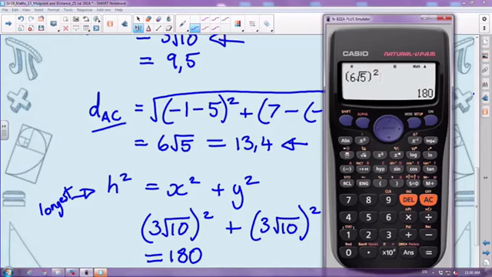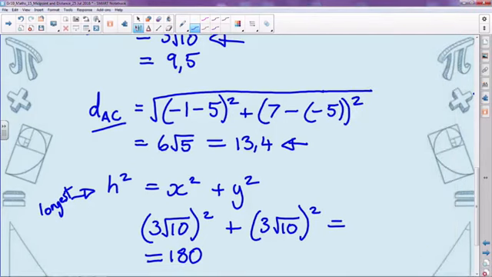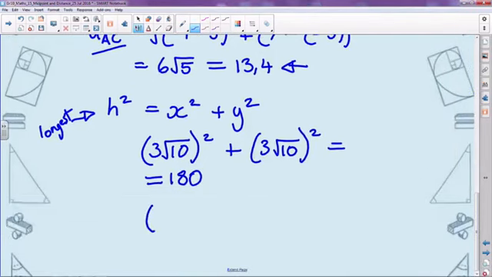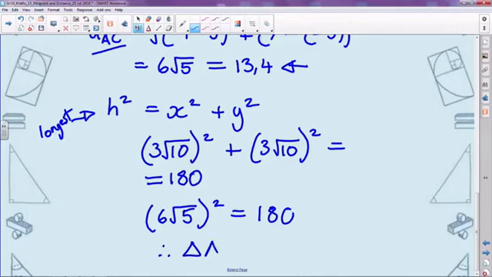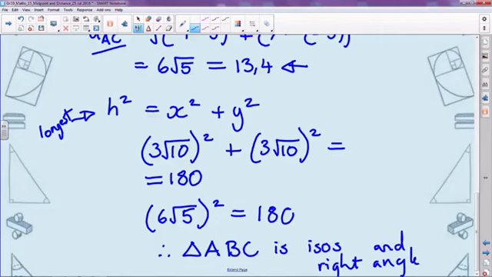Isn't that fantastic news? It is a right angle triangle. How do I know that? Because the 6 square root 5 squared is equal to 180. Therefore the triangle ABC is isosceles and right angled. Beautiful work. I hope you got that. Remember, the marker cannot read your mind. You must write down what your conclusion is.